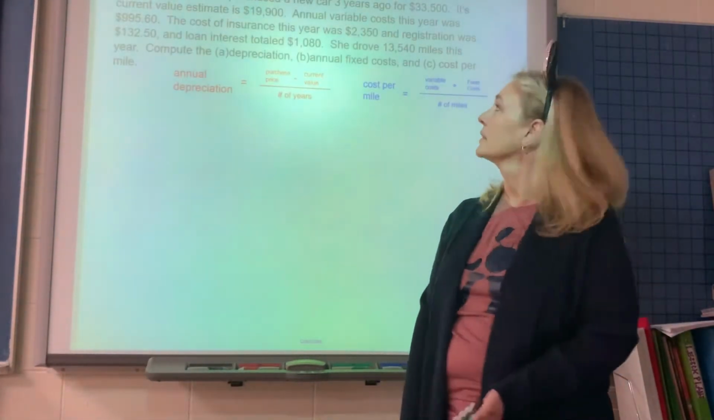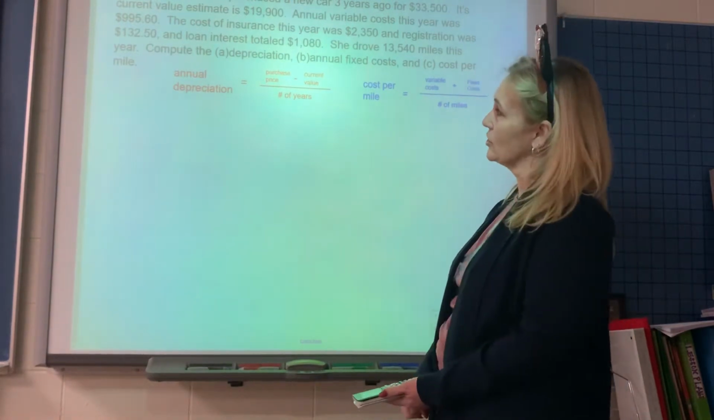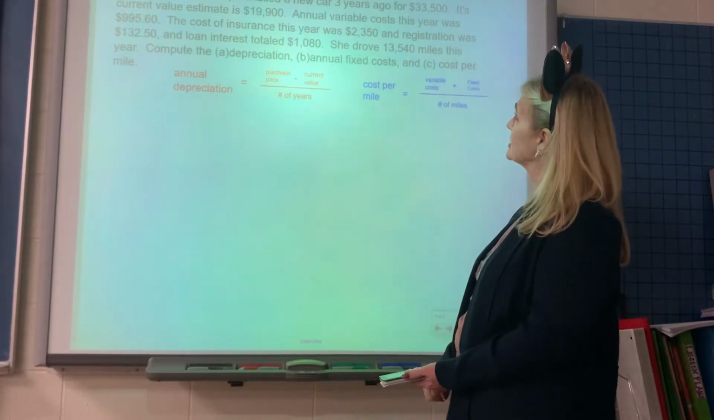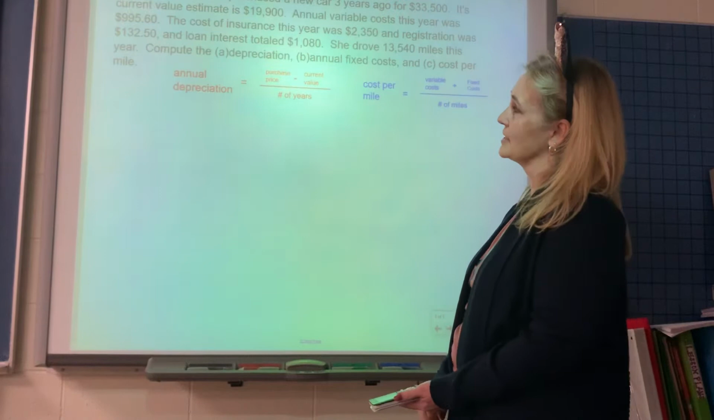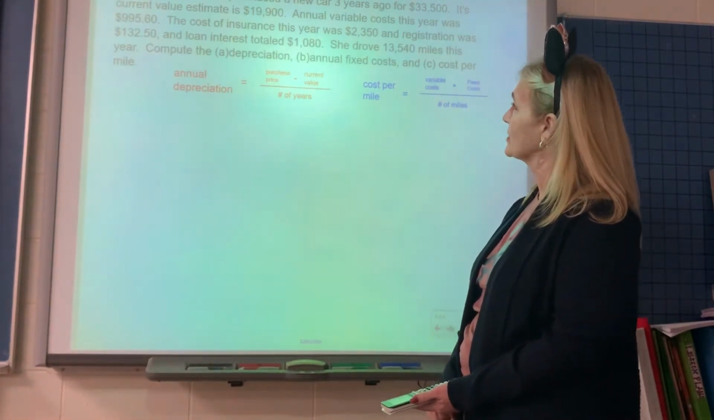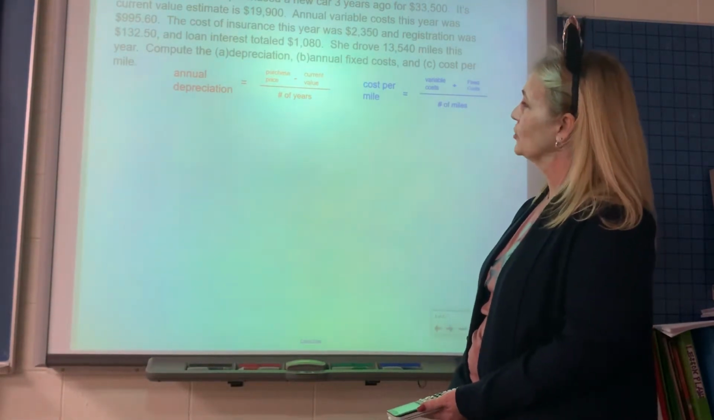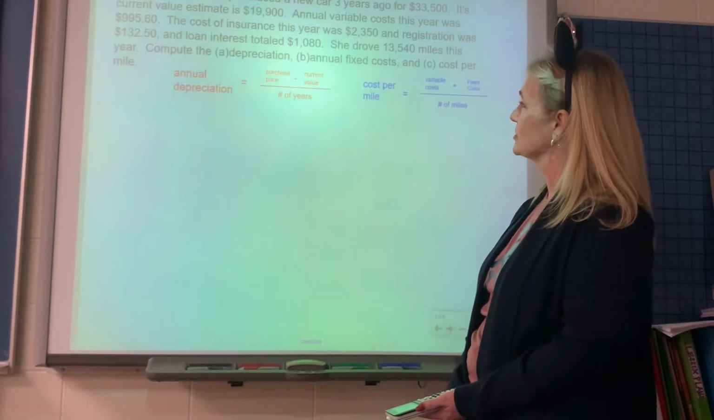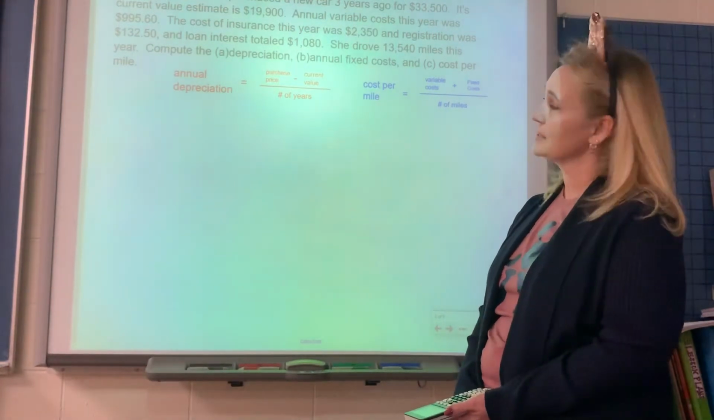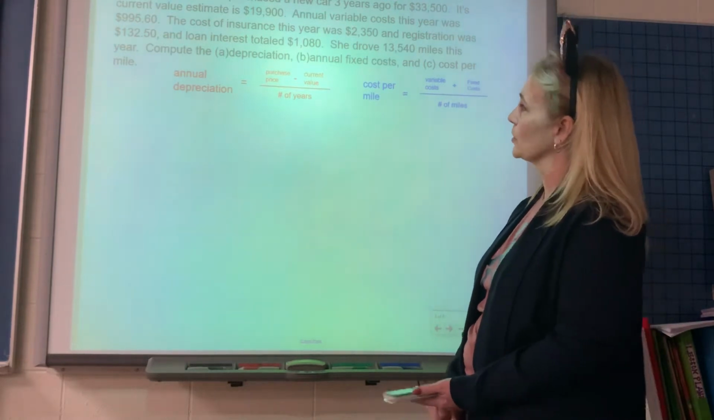Okay, first example. Didi Farrar purchased a new car 3 years ago for $33,500. Its current value estimate is $19,900. Annual variable cost this year was $995.60. So they gave us that total. The cost of insurance this year was $23.50 and registration was $132.50, and loan interest totaled $1,080. She drove 13,540 miles this year. Compute three things: A, the depreciation, B, the annual fixed costs, and C, the cost per mile.